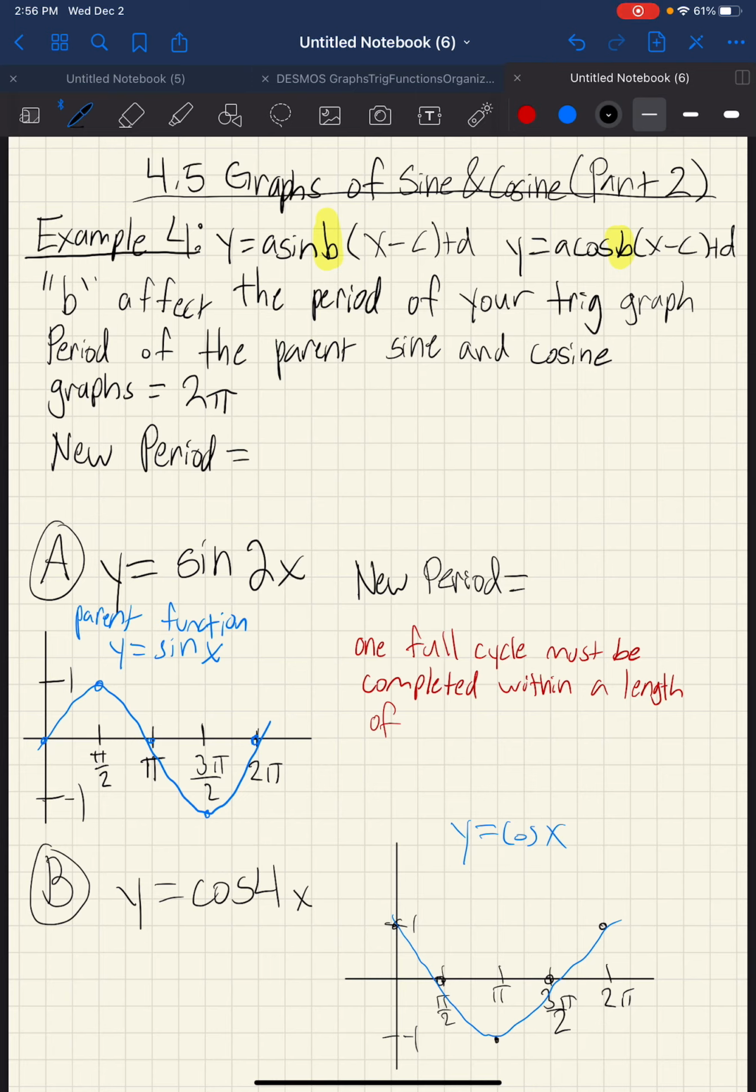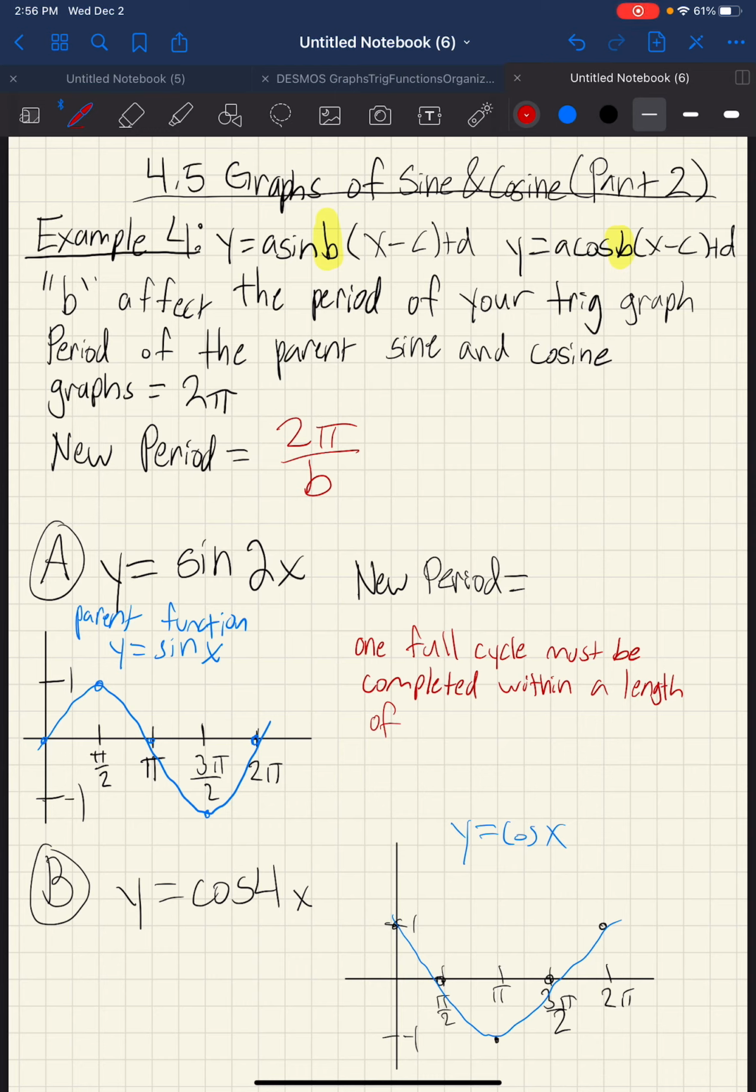So if you know what your B is, then the formula for your new period will be 2 pi over B. All right. And you're like, okay, so what is that used for? Can you give us an example? Of course, this is what I am here for.